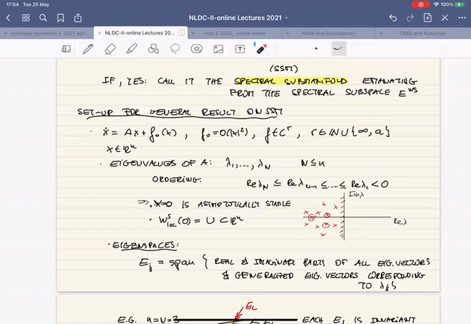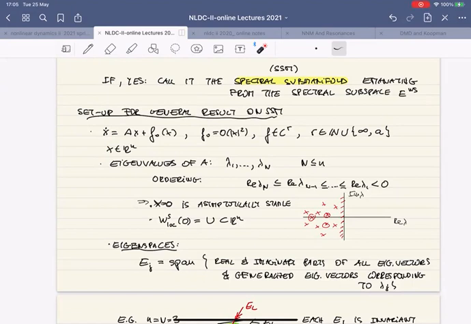So the eigenvalues of A, I label as lambda 1 to lambda capital N, and this capital N is less than or equal to little n. Why is that the case? Well, it certainly cannot be more than n, because little n is the dimension of the space, and capital N is the number of distinct eigenvalues. There can be repeated eigenvalues, and therefore it's sometimes less than n. You can have a double root. Maybe all the eigenvalues are single except for one, then capital N would be one less than little n.